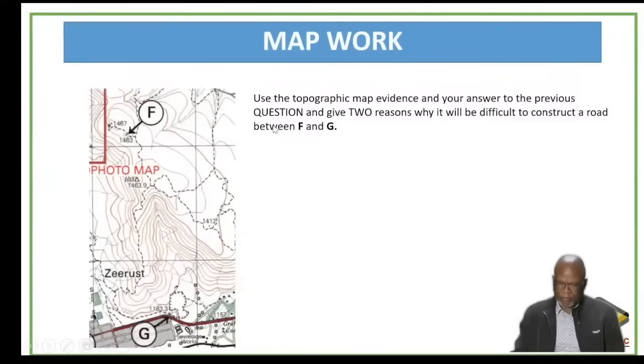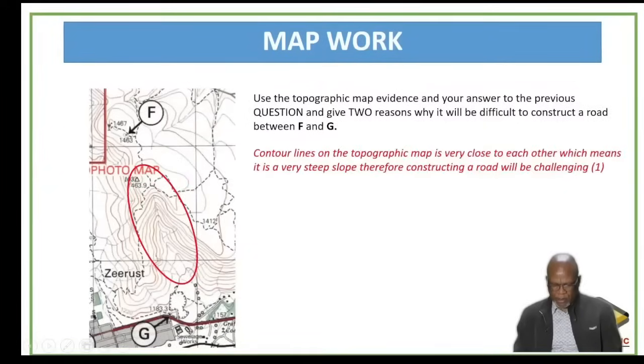Okay, this one is a gradient calculation. It's not a vertical exaggeration. So what are we looking at here? Contour lines in the topographical map are very close. So why is it going to be difficult for you to construct a road here? It is because the contour lines will be closer to each other.